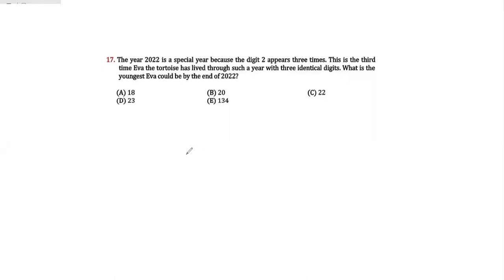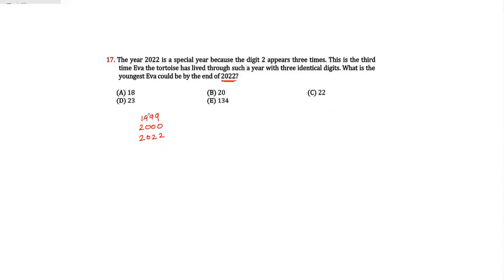Now let's read question number 17. The year 2022 is a special year because the digit 2 appears 3 times. This is the third time Eva the tortoise has lived through such a year with 3 identical digits. What is the youngest Eva could be by the end of 2022? Now the years that we are looking for, if we start from 2022, you have the year 2000 and you had the year 2022. Now, if we go any beyond this, if I do 2111, then it'll be a very big number. So the third year goes into the 19th century.